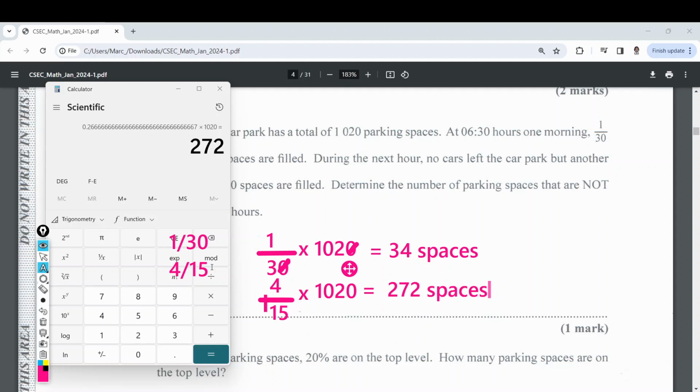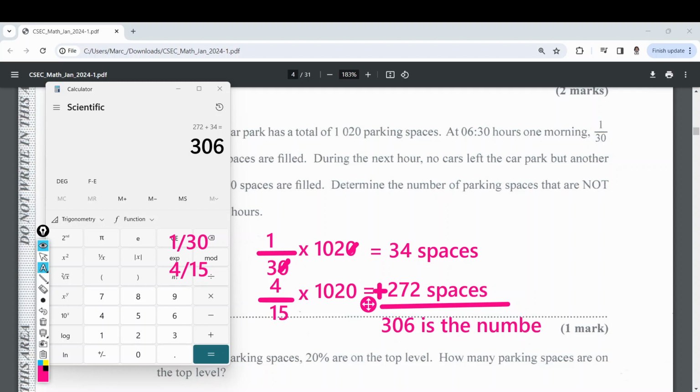But we want to add these, guys, because the two. If we add these here, 34 and 272, so we're going to add 34 to 272, that's 306, which is the number of cars in the lot, right? Am I correct, guys?